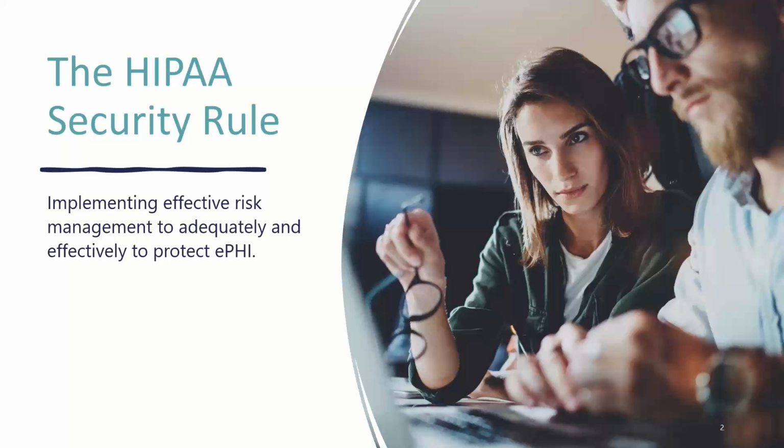The main concern of the security rule is to implement effective risk management so that we can absolutely make sure, or try to, as much as possible, make sure that the information is not used or disclosed to unauthorized people. So it is really important that we understand what the security rule is and what we have to do to make sure that we look at the risk management as it is for our organization and make it as precise as possible.